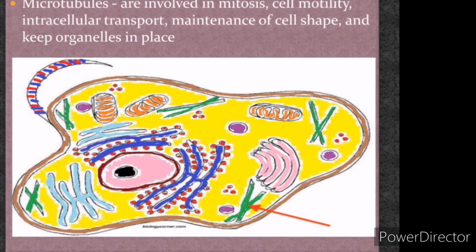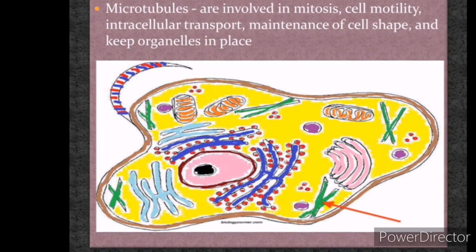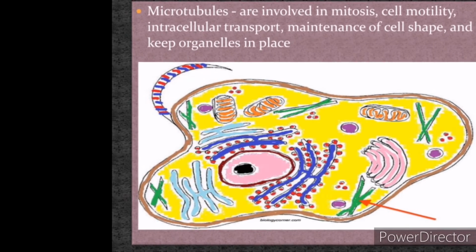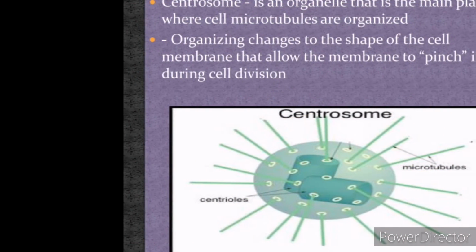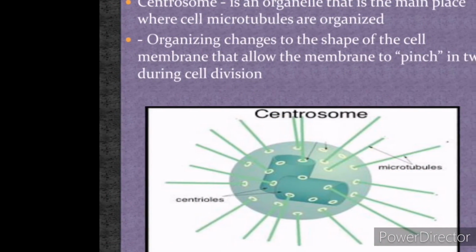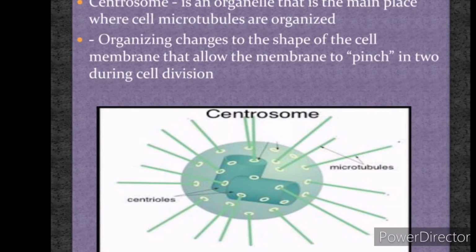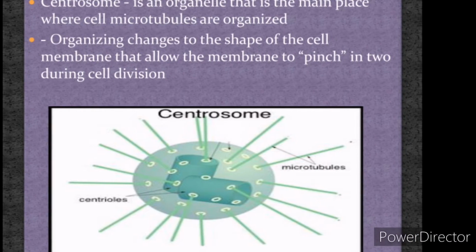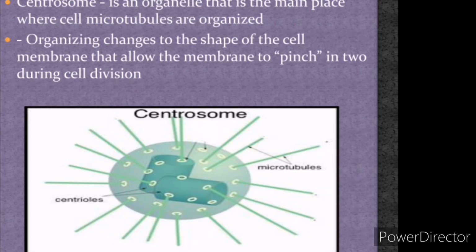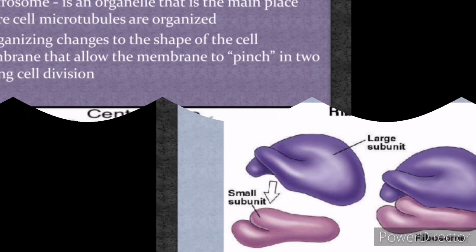Microtubules are involved in mitosis, cell motility, intracellular transport, maintenance of cell shape, and keeping organelles in place. Centrosome is an organelle that is the main place where cell microtubules are organized. Organizing changes to the shape of the cell membrane allows the membrane to pinch in two during cell division. Centrosome includes centrioles and microtubules.